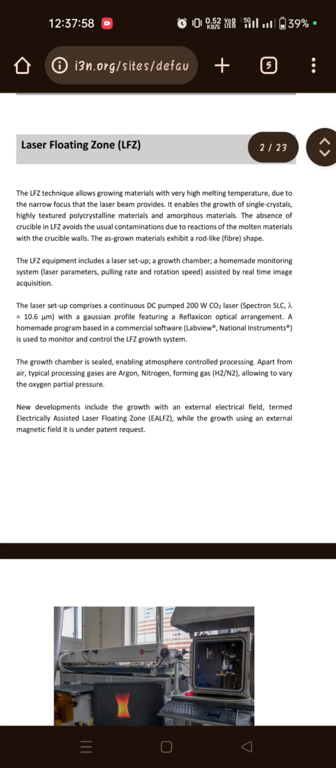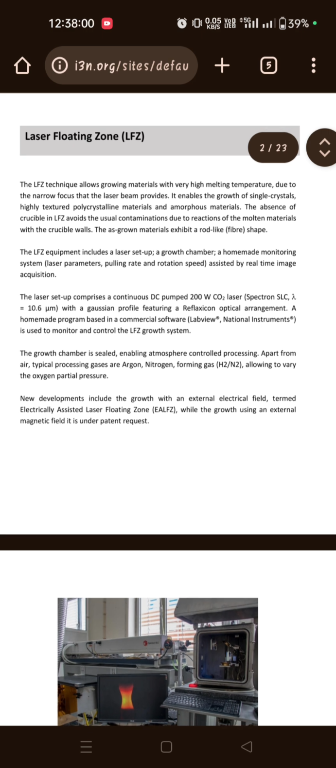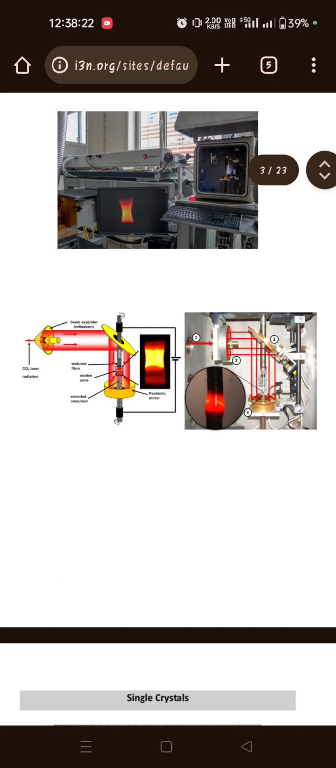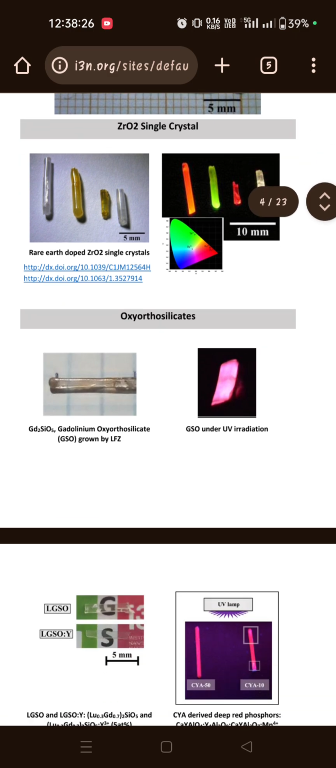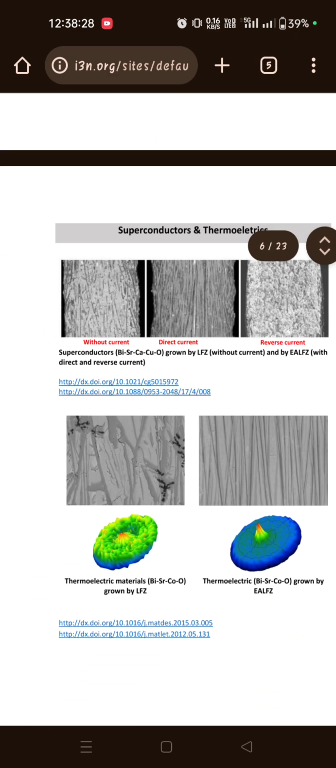So the absence of a crucible in LFZ avoids the usual contamination due to the reaction of molten materials. When the laser floating zone is pointed on an amorphous material, it reacts with the material and becomes a molten stage. So that molten stage is grown into a rod-like fiber shape. So it is used to observe the energy.